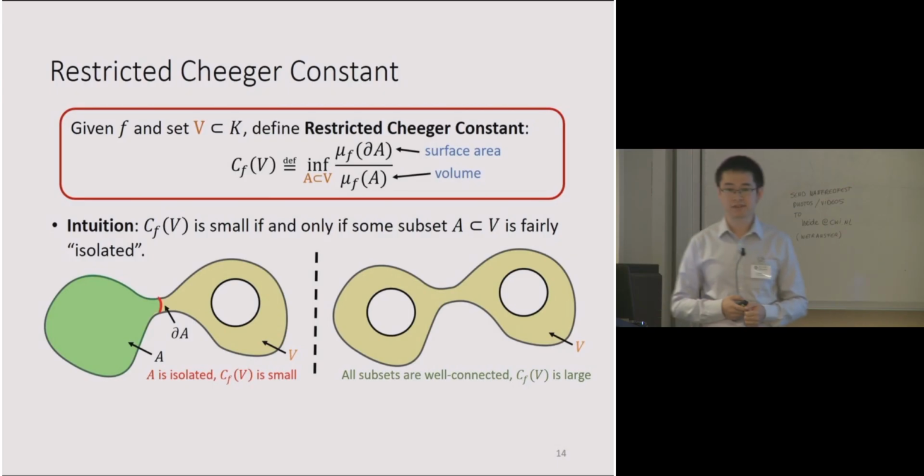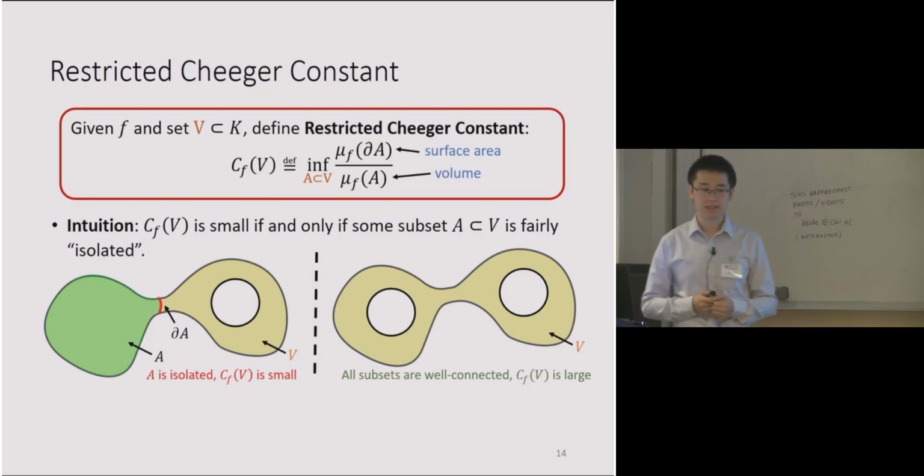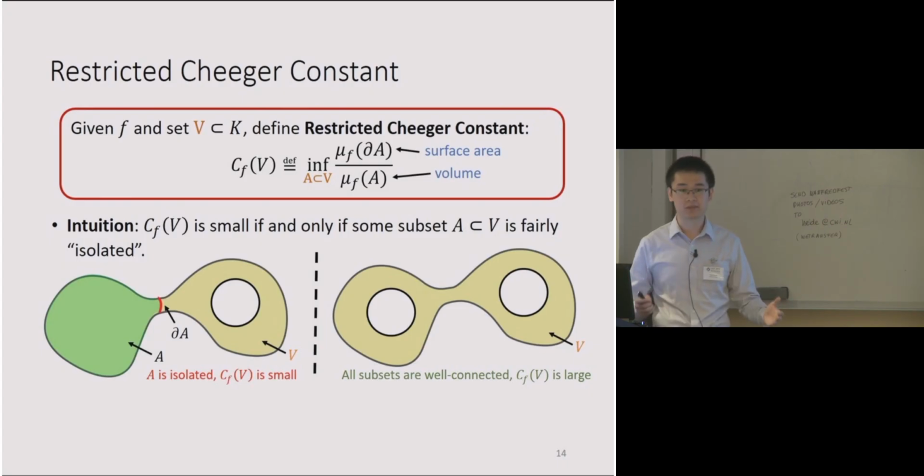On the other hand, if we consider an alternative set V that has two holes in this parameter space, it can be verified that all subsets of V are well connected to the rest of the parameter space, so that the restricted Cheeger constant will be much bigger.